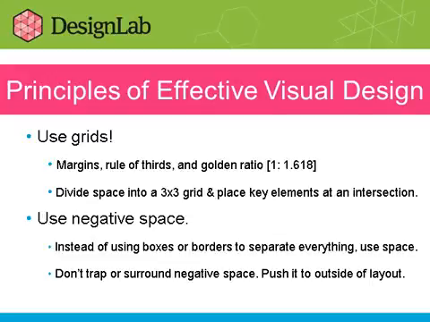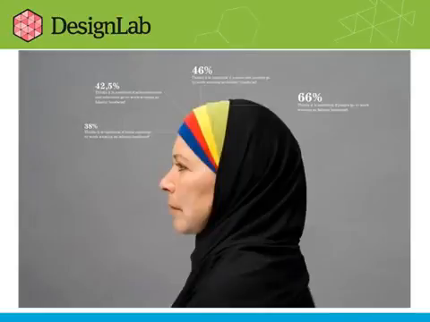The second principle is to use negative space. Instead of using boxes or borders or walls to separate everything in your design, let space separate things. Let them be spatially and visually separated from each other. The other piece of advice is not to trap or surround negative space in the center of your design, but to push it whenever possible to the outside of the layout. It's best that negative space isn't trapped or clogged in the middle of the design. Here's an example that exemplifies both principles.